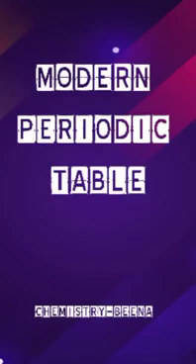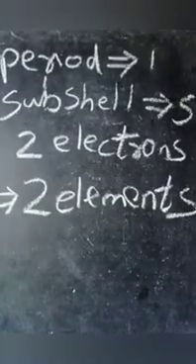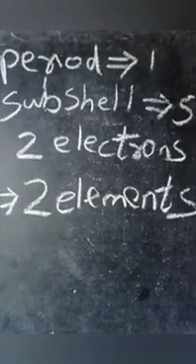Good morning. Today I will continue with the modern periodic table. In the modern periodic table, there are 18 columns and 7 rows. So today I will teach you about group wise and period wise electronic configuration. So first, period wise electronic configuration.